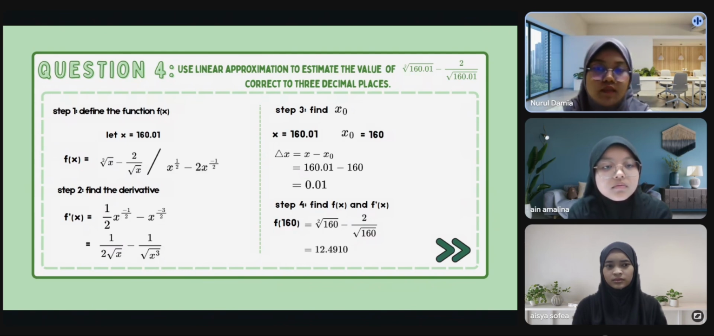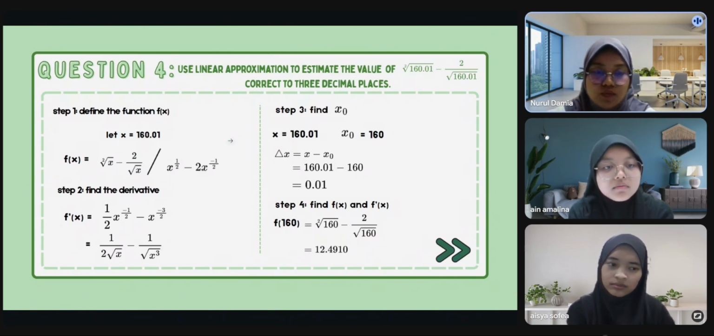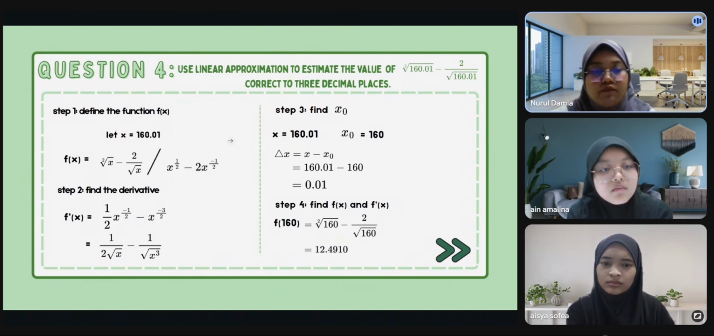So the function becomes f(x) is equal to square root of x minus 2 over square root of x. But to make it easier to differentiate, I rewrite it using powers, which is x to the power of 1 over 2 minus 2x to the power of negative 1 over 2. The second step is to differentiate, which is to find the derivative. For this, we use the power rule, basically bringing the exponent down and subtracting 1 from the power. So it becomes f prime x is equal to 1 over 2 x to the power of negative 1 over 2 minus x to the power of negative 3 over 2. So to simplify the equation again, I make it 1 over 2 square root of x minus 1 over square root of x to the power of 3.